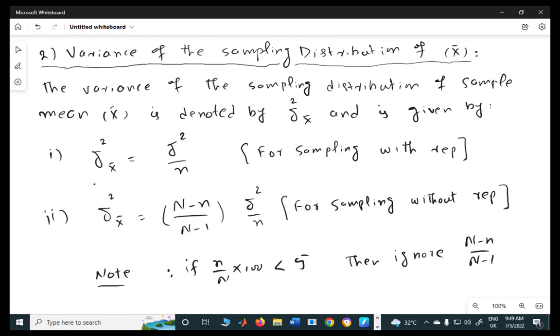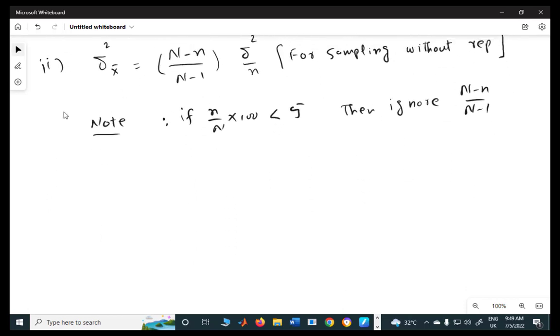We are done with mean, now we are dealing with variance. If you want to verify this, you can also verify it by the following formula. Look at it. The left hand side, if you want to calculate it, is equal to summation x bar square into f of x bar, minus (summation x bar into f of x bar) whole square. This is the formula for the left hand side.